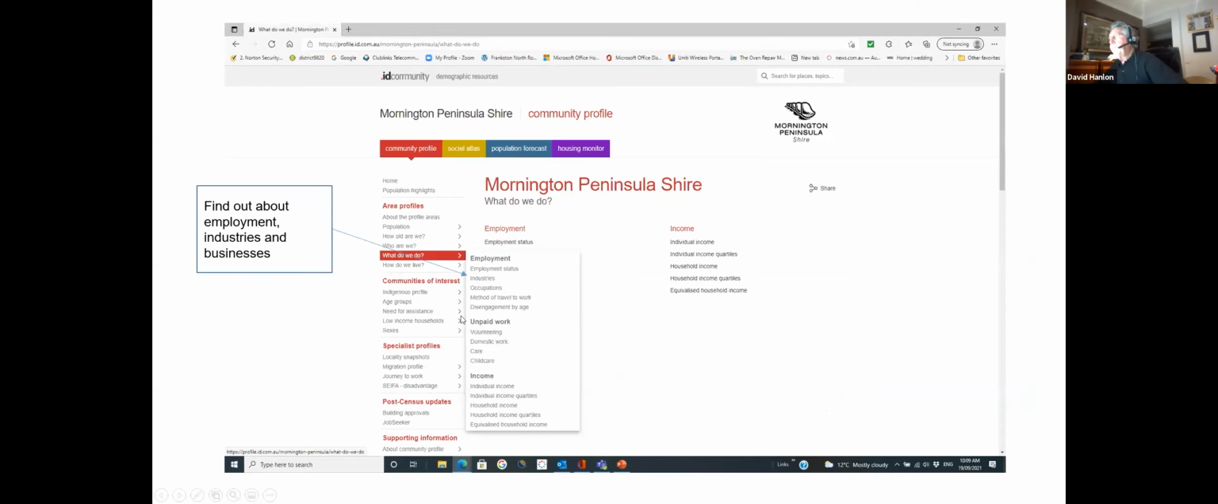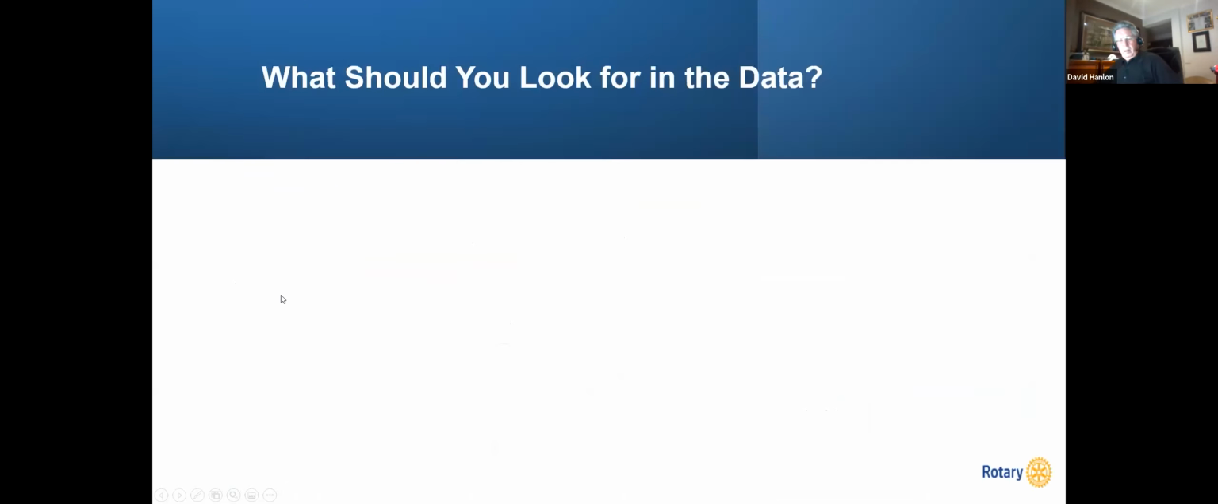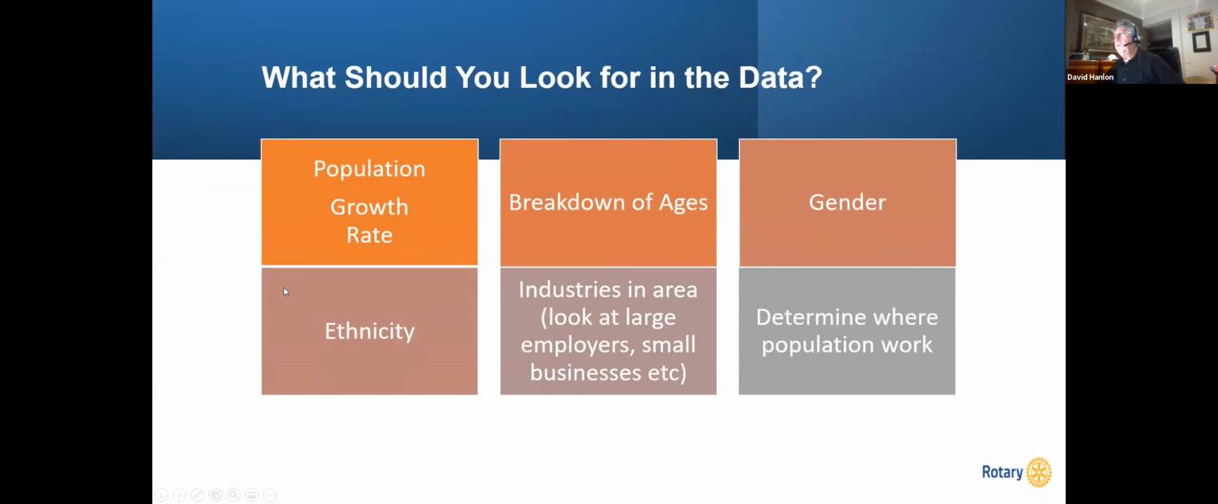You also, by tapping into the employment side, can work out the type of industries and businesses that are in your area. And what should you be looking for? Well, I usually have a look at the population growth to see whether it's aging or whether it's a young population which is growing. I have a look at the breakdown of ages and see what that's showing me. The gender, ethnicity, industries, whether there are any large employers, whether you've got a preponderance of small businesses.